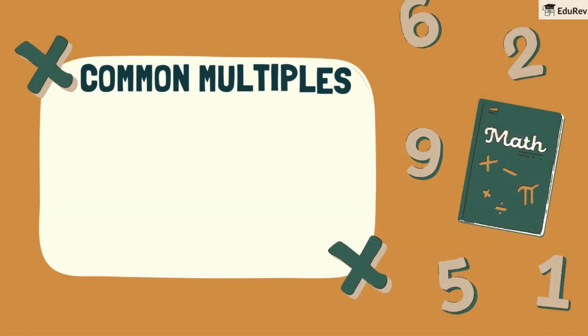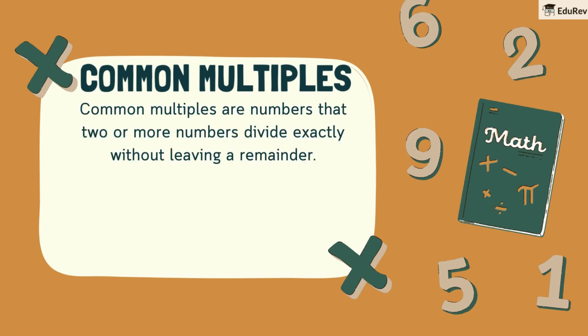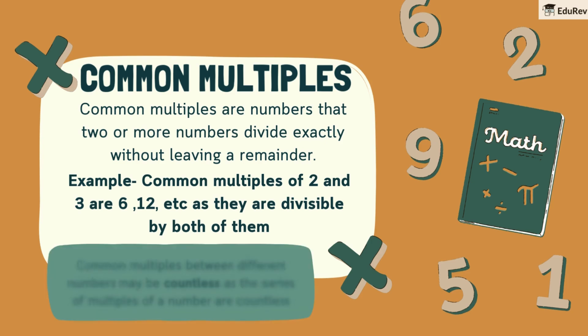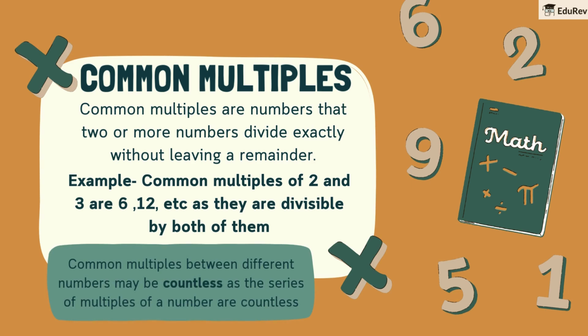Next, we will learn about common multiples. Common multiples are numbers that two or more numbers divide exactly without leaving a remainder. For example, common multiples of 2 and 3 include 6 and 12, as they are divisible by both. Common multiples between different numbers may be countless, as the series of multiples of a number are countless.